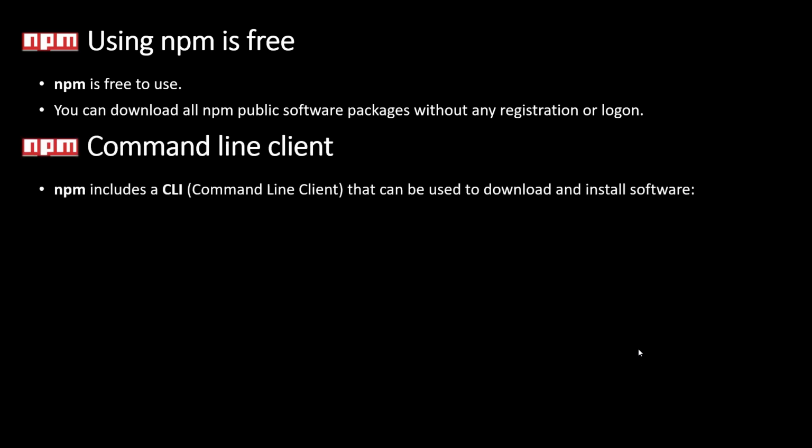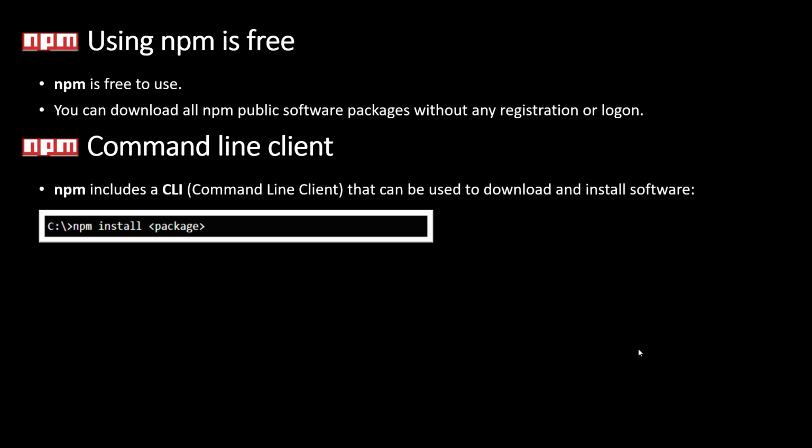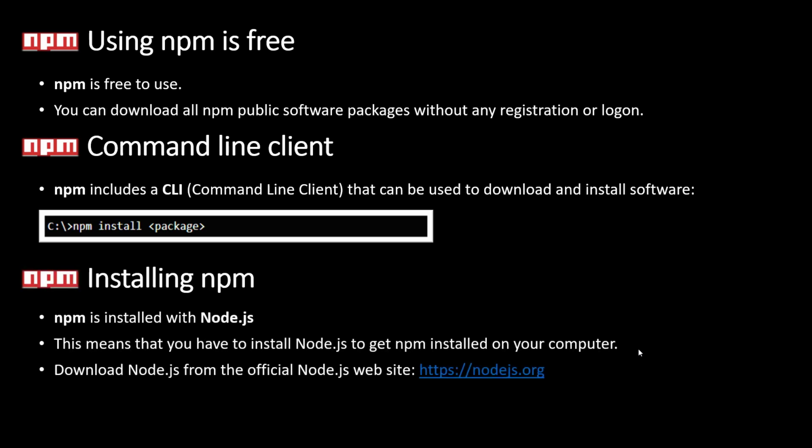Command line client. NPM includes a CLI command line client that can be used to download and install software. For example, here you can see npm install your package name. Installing NPM. NPM is installed with Node.js. This means that you have to install Node.js to get NPM installed on your computer. Download Node.js from the official Node.js website.